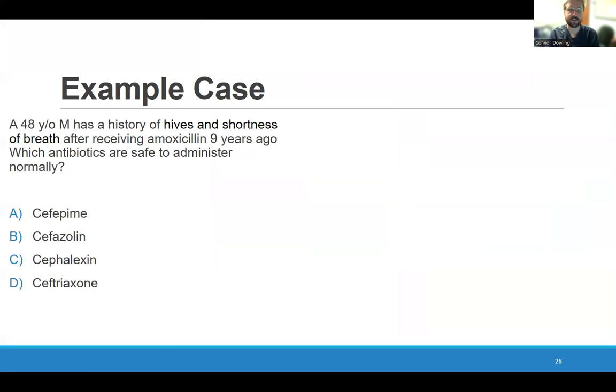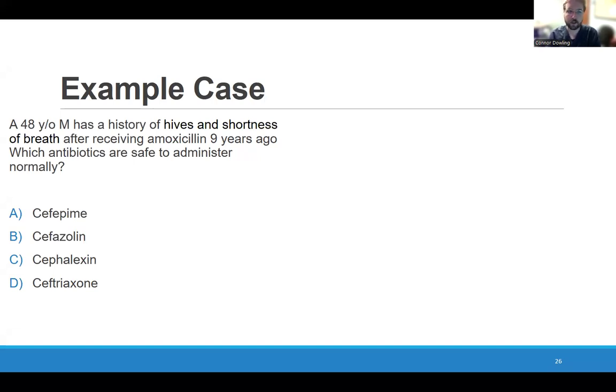And just as a way to contextualize that, because that is a lot of information to walk through pretty quickly, I did want to go through this example case and just show you how we can apply this to different antibiotics when we're thinking about patients that have these histories of allergies. So just to start off, this 48-year-old male has a history of hives and shortness of breath after receiving amoxicillin 9 years ago. Which antibiotics are safe to administer normally for our patient? Is it A, cefepime, B, cefazolin, C, cephalexin, or D, ceftriaxone?